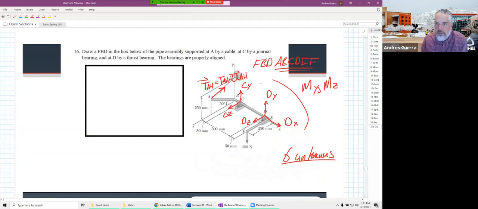So there's our completed FBD. It's got the 3 forces at D, the 2 forces at C, and the tension in A to H, which we will express as a vector times a magnitude.